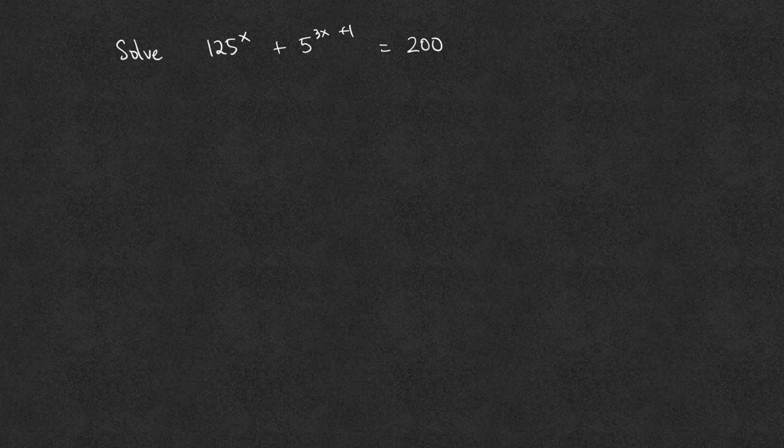Solve the equation 125 raised to the x power plus 5 raised to the 3x plus 1 equals 200. This is an exponential equation because the unknown, the variable x, is in the exponent. There are two terms with x unknowns.